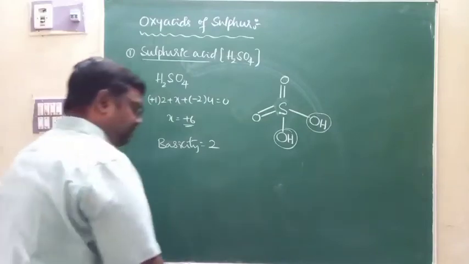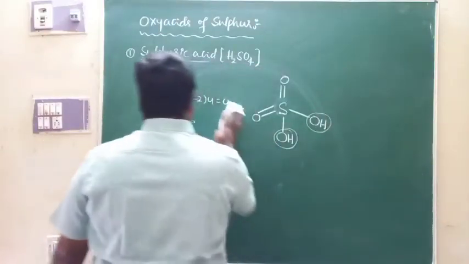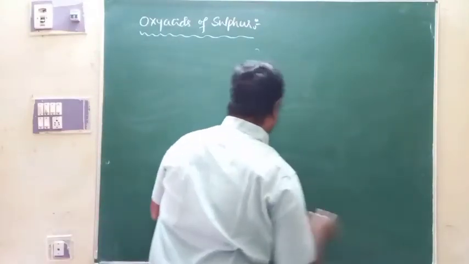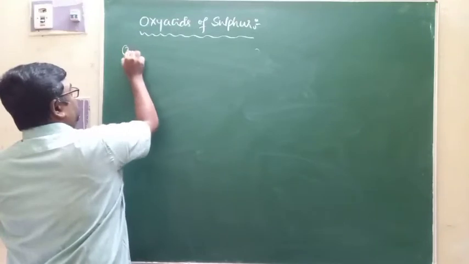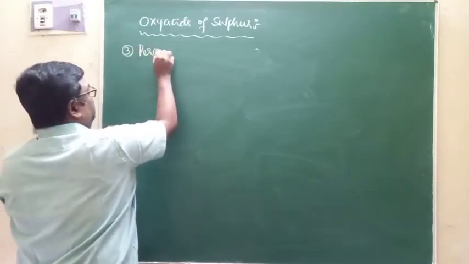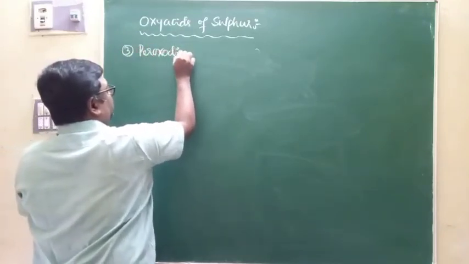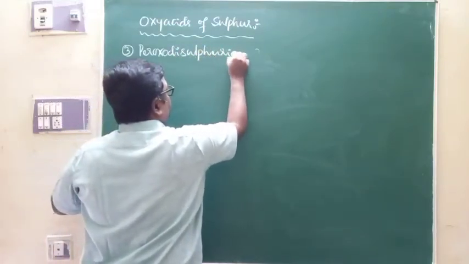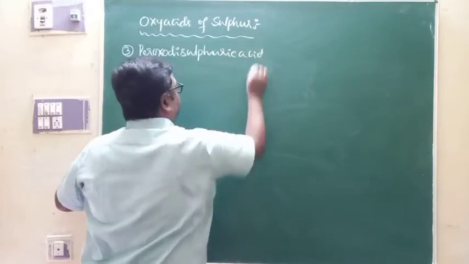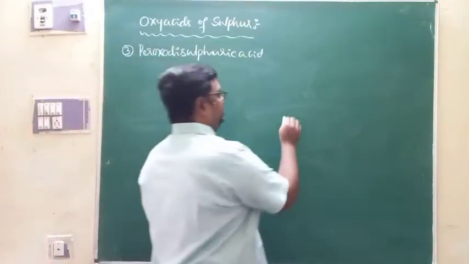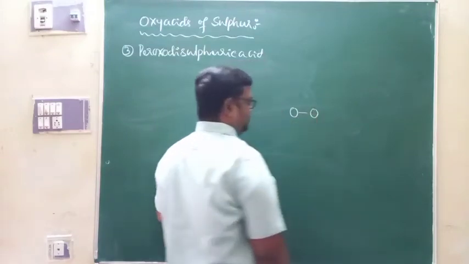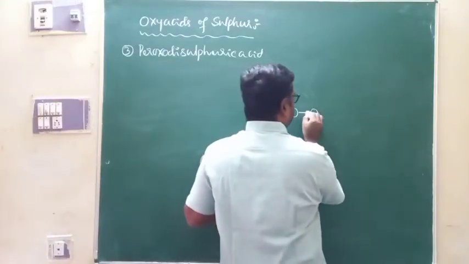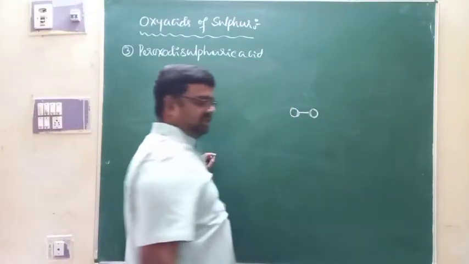Apart from that, as per your NCERT textbook, you are supposed to study 2 more oxy acids, that is peroxodisulfuric acid. Whenever there is the word peroxo in an acid, that acid must contain a direct linkage between 2 oxygen atoms. Then only we can say it is a peroxide, with a direct linkage between 2 oxygen atoms.